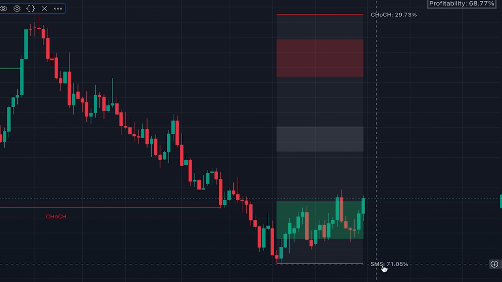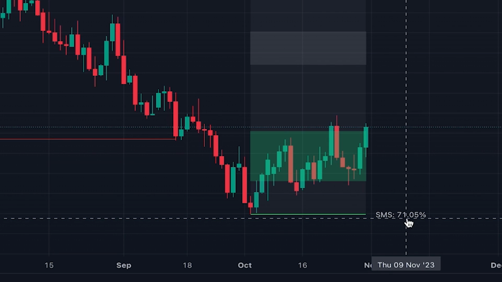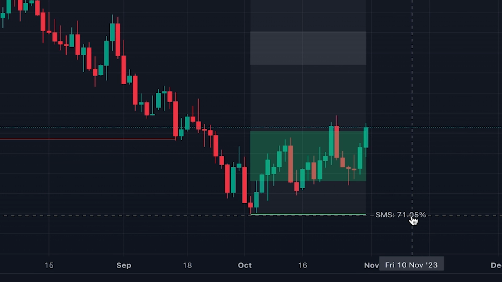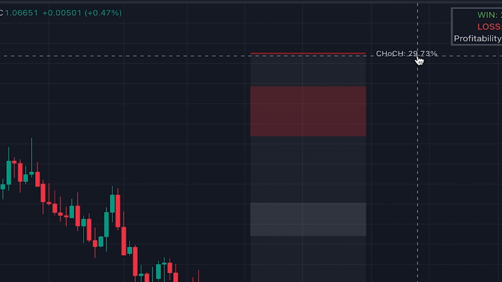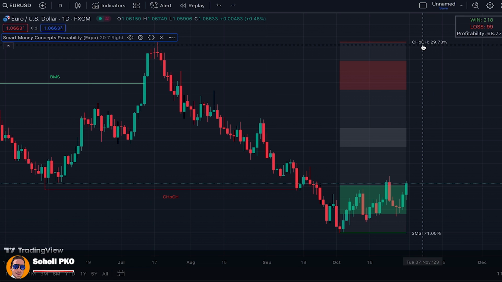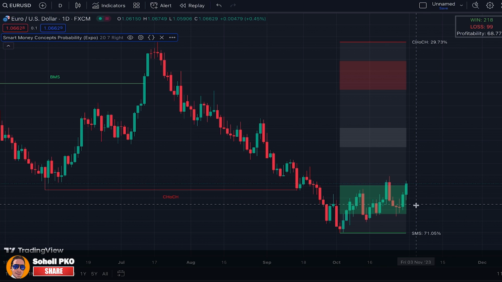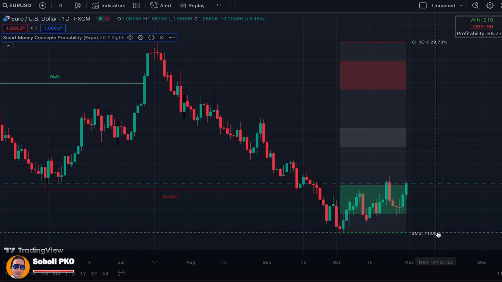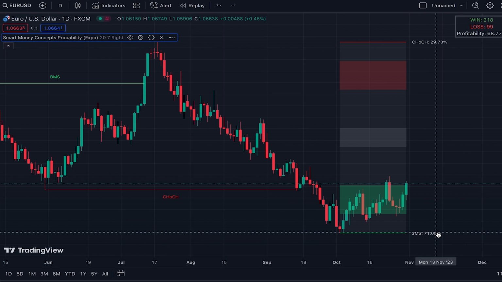For example, you can see that here we have a 71% probability that the price will break down the lower range and make a new shift in market structure, and we have a 29% probability that the price will break above the upper range and make a change of character. These predictions give you some insights about probable movements of the market. So when you're analyzing the chart, and for example when you have a bearish signal here, you also have a measure of probability that can better help you to evaluate your trading decisions.